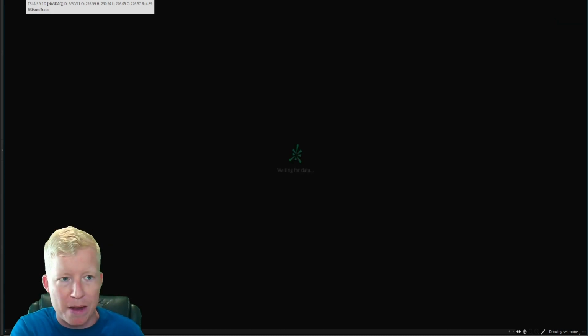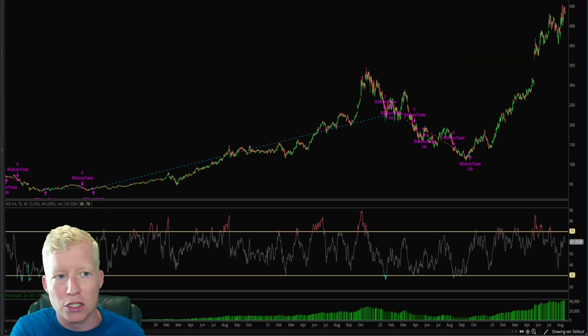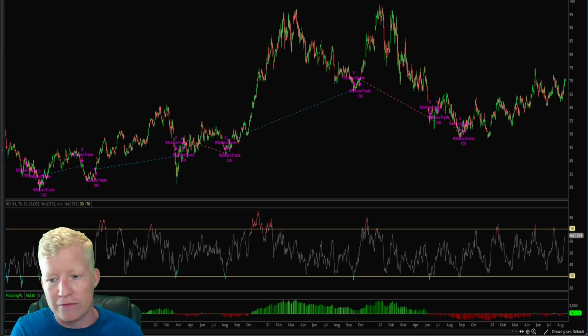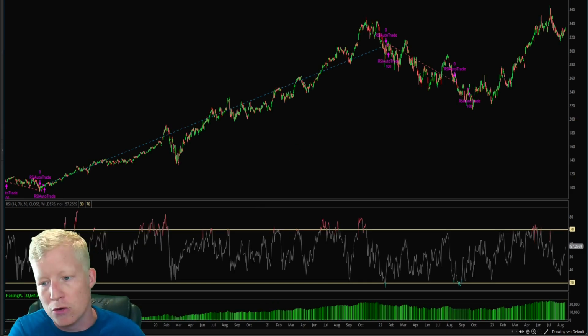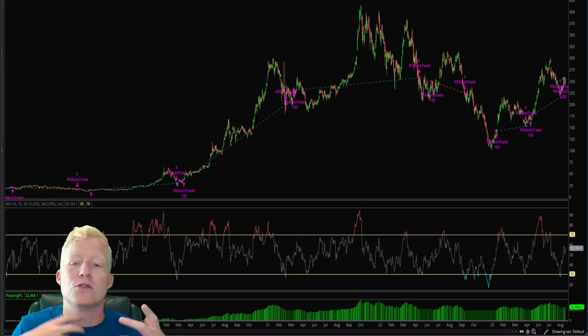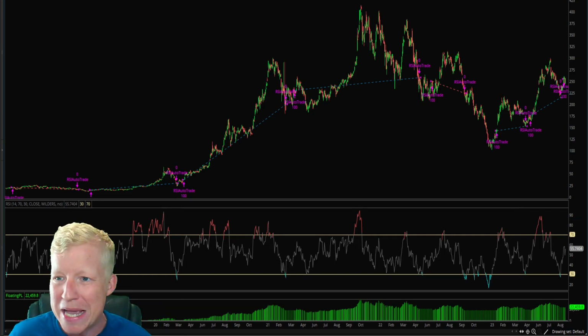As soon as I load in SPY, it runs the code. As soon as I load in NVIDIA, it runs the code. If I load in Micron, it runs the code. If I load in Microsoft, it runs the code. You don't have to go through and do all that manually.